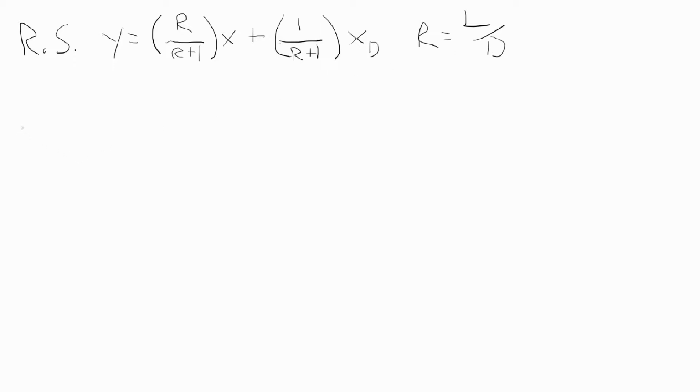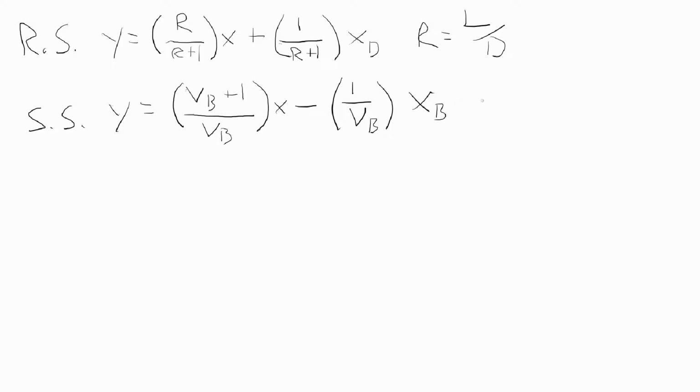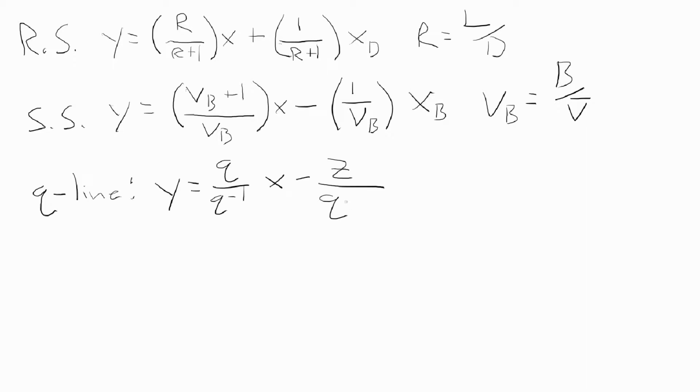The operating line for the stripping section is, where VB is the boil-up ratio, given as the bottoms flow rate over the vapor flow rate in the stripping section. We then took the intersection of these equations to give us the Q line, where Z in this equation is the composition of the feed, and Q is the ratio of liquid in the feed to the total feed flow rate.